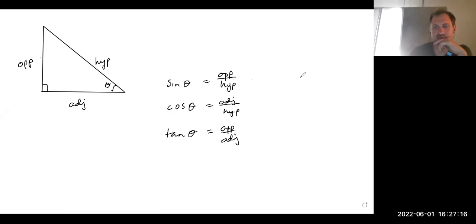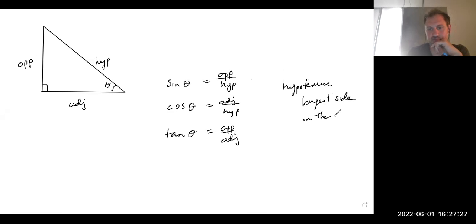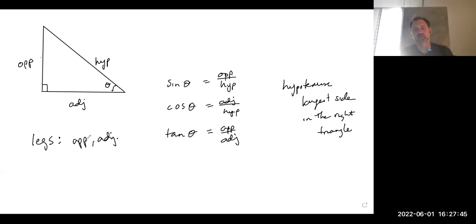Now, the hypotenuse is the longest side in the right triangle. And it's the one that's across from the 90 degrees. The opposite and the adjacent sides are the legs. And who's opposite and who's adjacent is not fixed. It's relative to where you're standing.